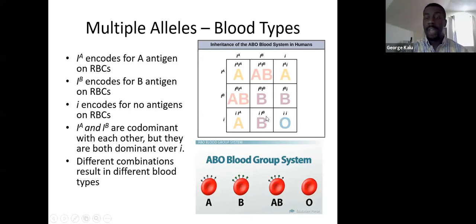Now if you have an individual where you have a little i allele interacting with a little i allele, that's where you end up with type O blood, where you have no antigens or no proteins on your red blood cell. So here we have more than just 2 alleles in the population. Here we're actually looking at 3 different alleles, the IA, IB, and the little i, that can result in different types of genotypes and resulting in different types of phenotypes as well. So that is multiple alleles here.